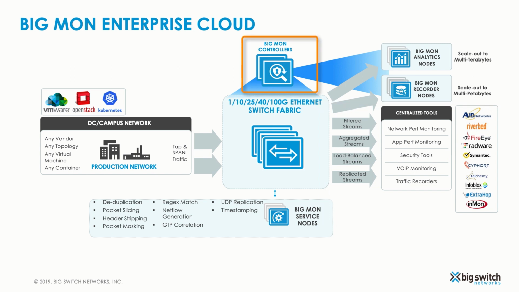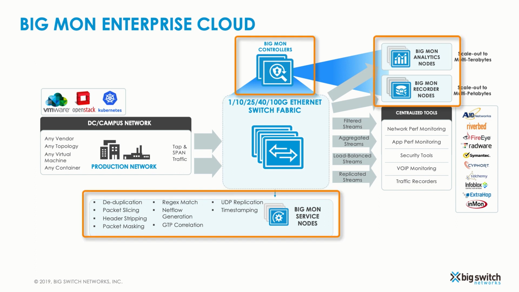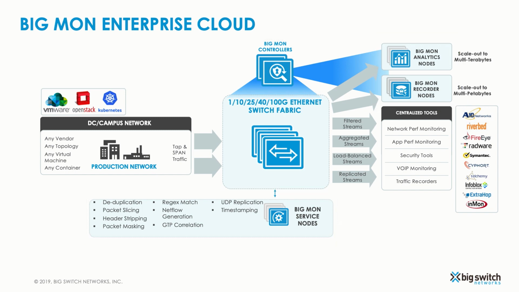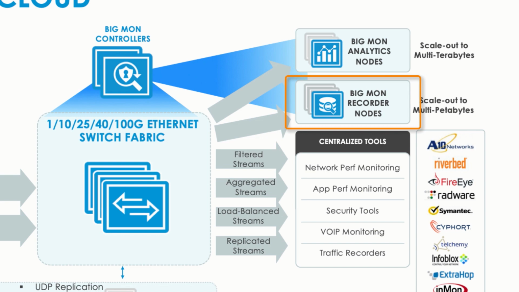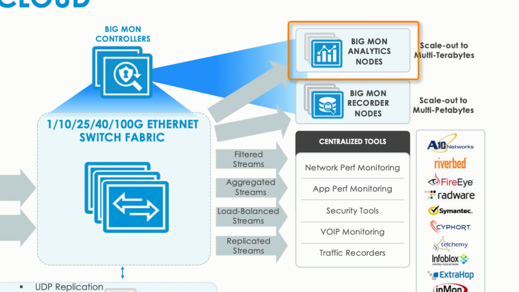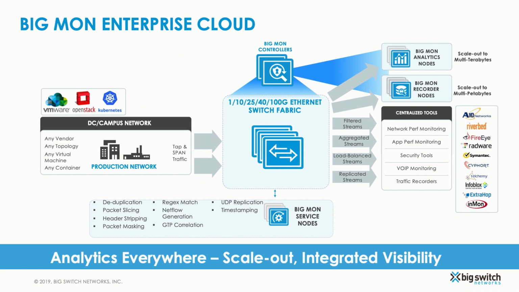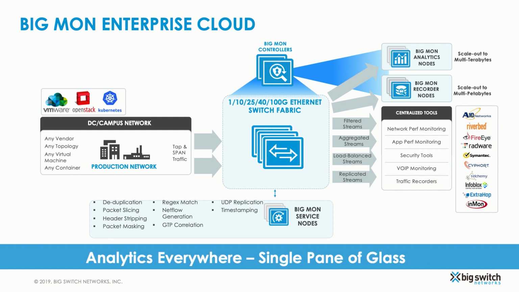Powered by an SDN controller to manage a fabric of open Ethernet switches and industry-standard x86 servers, BigMon simplifies end-to-end IT workflows by integrating with BigMon Recorder node for capturing packets and BigMon Analytics node for application and flow visibility. With this architecture, BigMon enables a scale-out fabric for enterprise-wide visibility, a single pane of glass for operational simplicity, and multi-tenancy for various IT teams including NetOps, DevOps, and Security Ops.